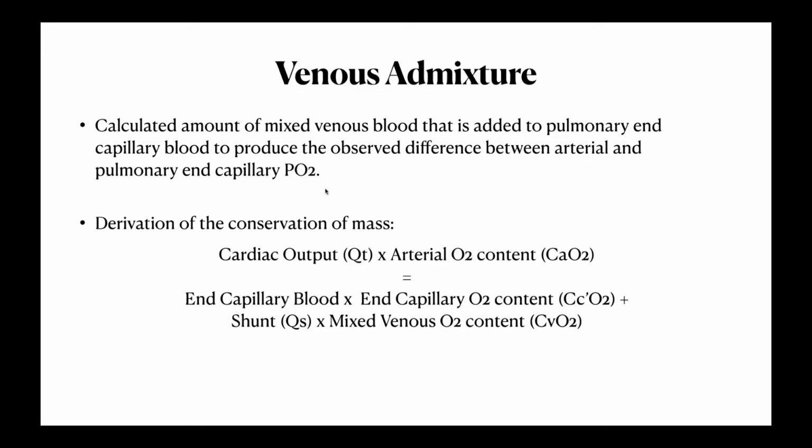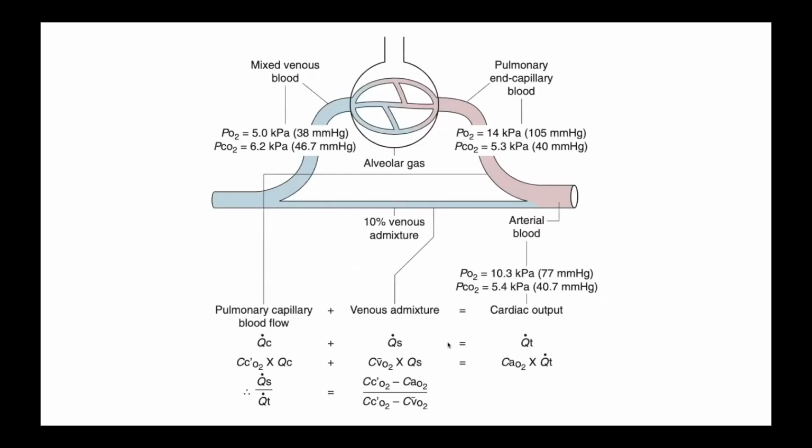So what I mean by that is that the cardiac output multiplied by the arterial oxygen content will equal the end capillary blood multiplied by the end capillary oxygen content, plus the shunt, the amount of shunt you have, multiplied by the mixed venous oxygen content. And let me just show you that on this slide here and what that sort of means.